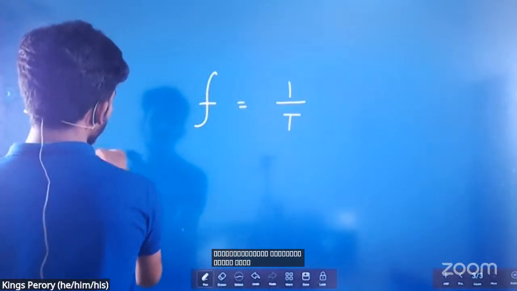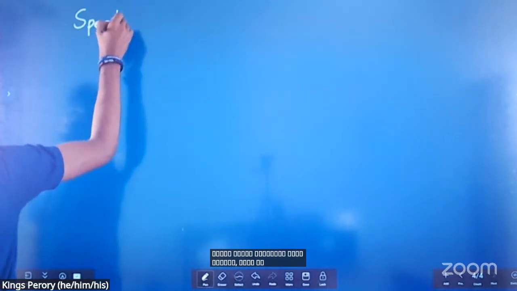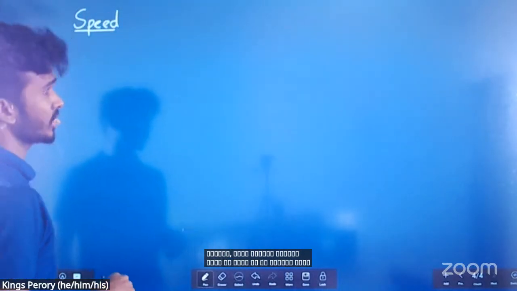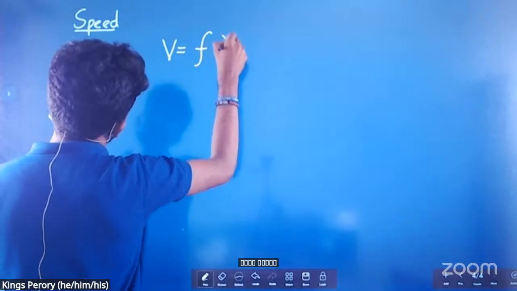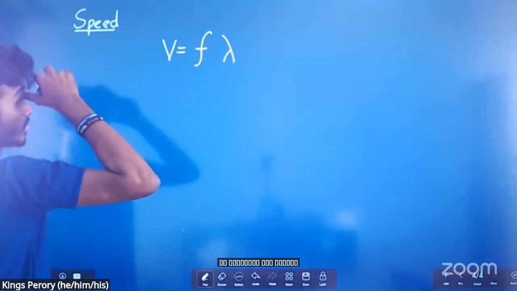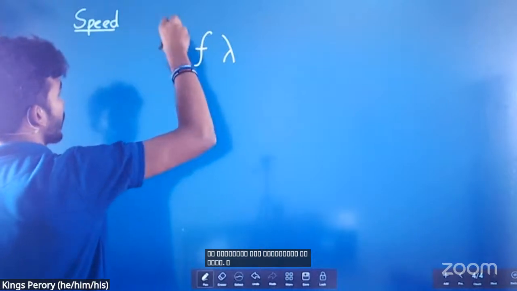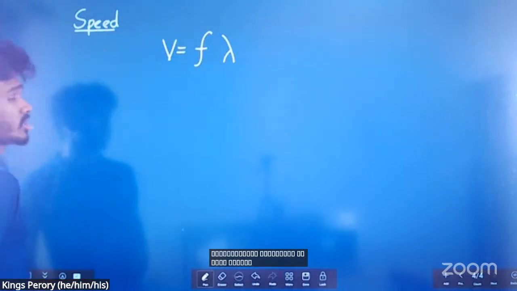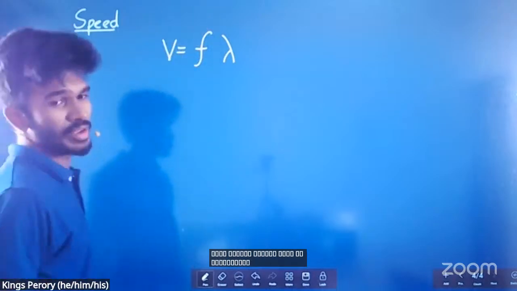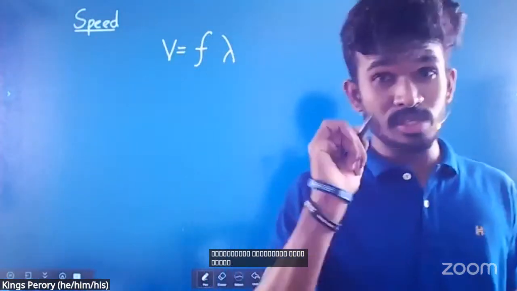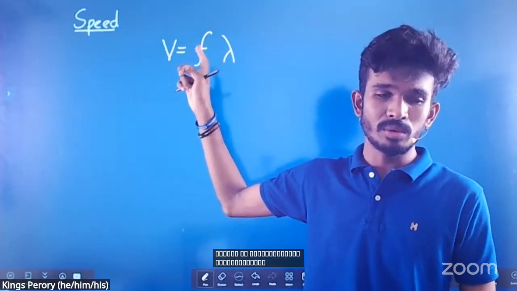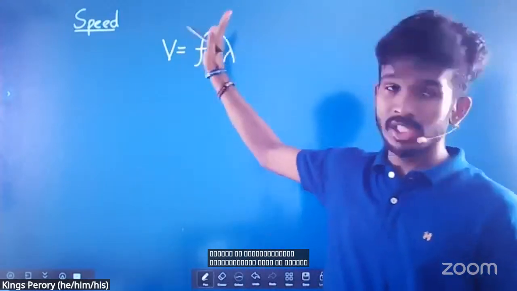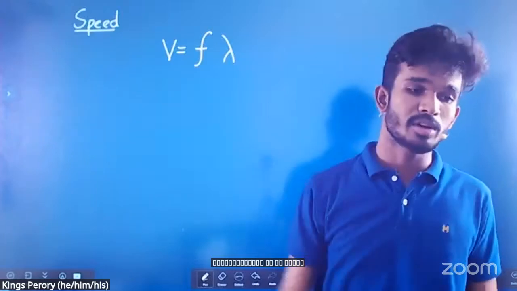And finally, we get the equation for speed. How do we calculate the speed of a wave? v = f lambda, where f is the frequency and lambda is the wavelength. Frequency multiplied by wavelength gives you the speed of the wave. If there are any new students, listen: you can calculate the speed of a wave by multiplying its frequency by its wavelength.